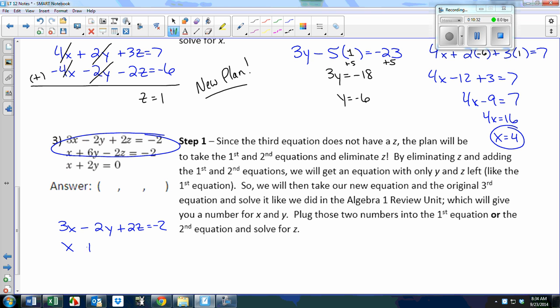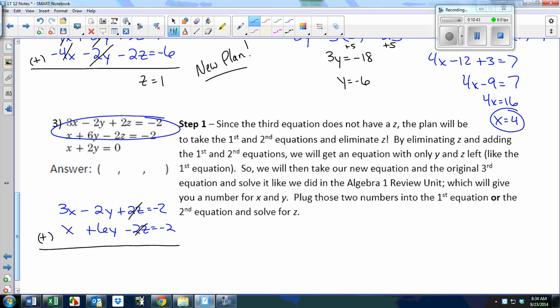Let's see, x plus 6y minus 2z equals negative 2. We'll add these up, eliminating z, and get 4x plus 4y equals negative 4. We will now take the equation we just got and pair it with the third equation that also has an x and a y, and have two variables, two equations, learning target 8.